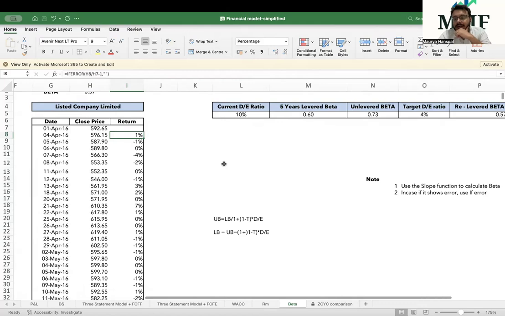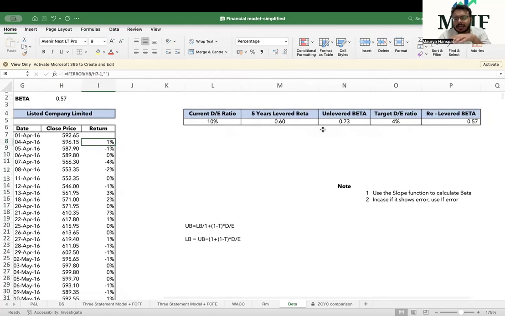Now, how to calculate beta? Ignore this unlevered and levered beta, target D by E, so that we can discuss later. So basically, I'll be calculating a levered beta. The beta that you use in a CAPM model is a levered beta. That is, it includes the impact of debt. The debt to equity ratio is a part of this levered beta.